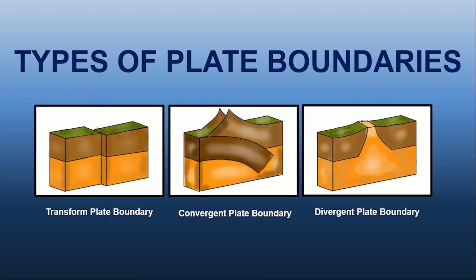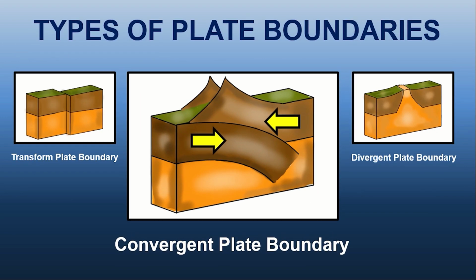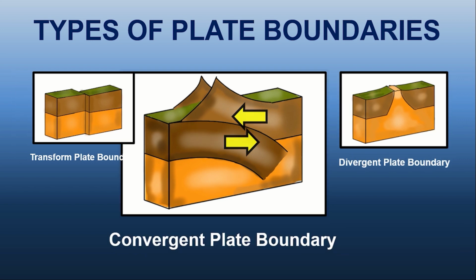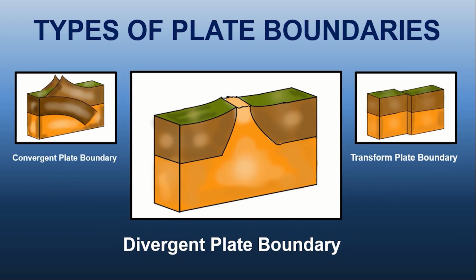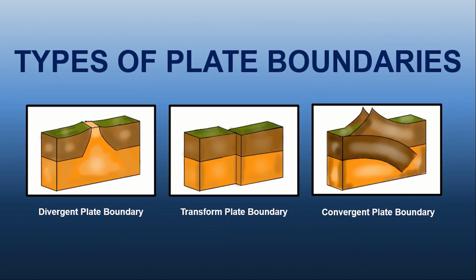The type of plate boundary can be classified according to the movement of plates. The plates which move toward each other are called convergent plate boundary. Plates which move away are known as divergent plate boundary. And the plate that moves sideways is known as transform plate boundary. Let's get to know more about these types of plate boundaries.